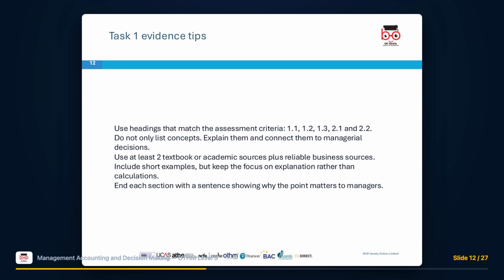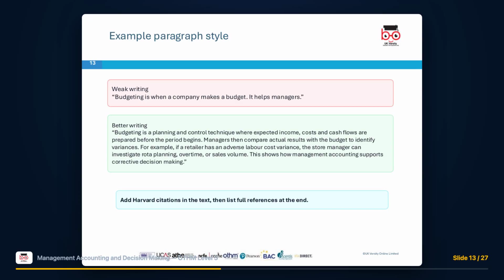A few Task 1 evidence tips. Use headings that match the criteria from 1.1 to 2.2. Don't just list concepts, explain them, and connect them to managerial decisions. Use at least 2 textbook or academic sources, plus reliable business sources. Keep examples short and focus on explanation over calculation, and end each section by showing why the point matters to managers.